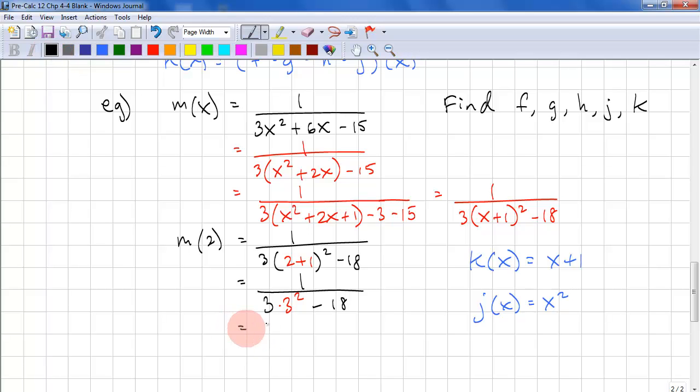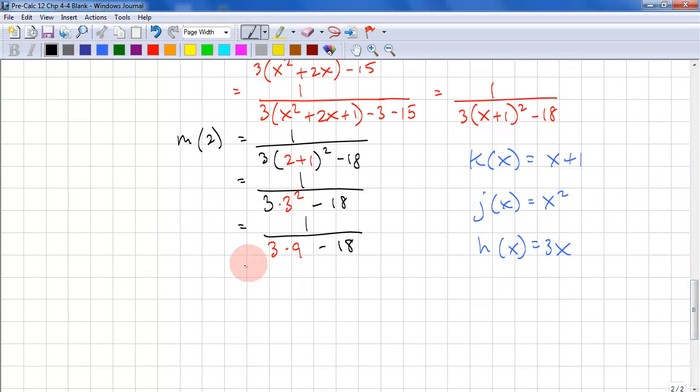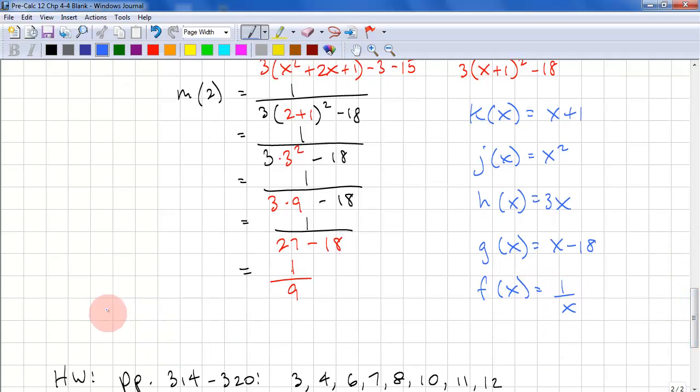Our next step, we take the result, and the next operation we do is multiply by 3. So this is 3 times 9. And h of x equals 3x. Our next step, take the result, subtract 18. So, g of x equals x minus 18. And finally, our last operation is to do 1 divided by our result. So, f of x equals 1 over x. M of x equals f of g of h of j of k of x.